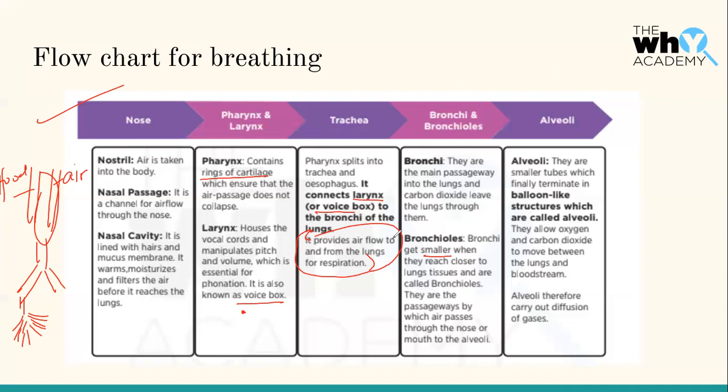What else? Alveoli. Alveoli is very, very important. Again, like I mentioned, we'll do it in detail probably in the next class: their entire structure, function, how they look, why they are important. Everything from A to Z is very important. For now, only about alveoli: they are the main sites for diffusion of gases, and they are balloon-like structures.